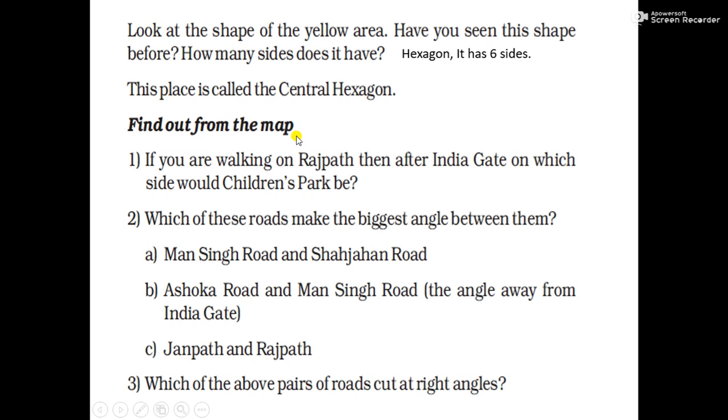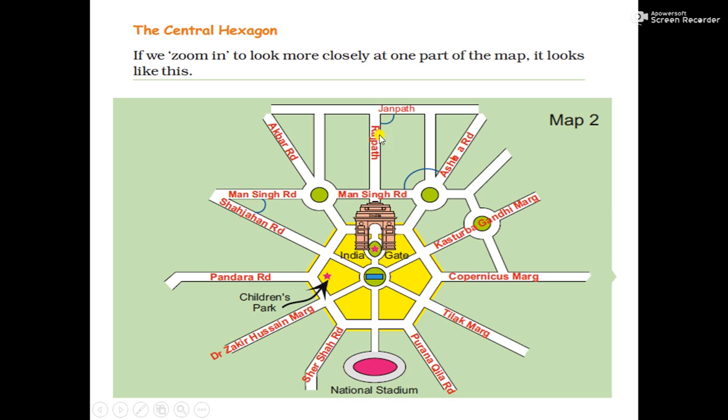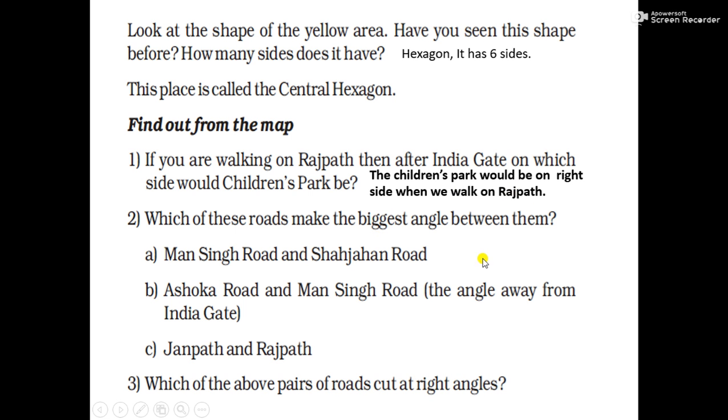Find out from the map. We have to look at the map and answer these questions. If you are walking on Rajpath, then after India Gate, on which side will Children's Park be? Let's see on the map. If we come from Rajpath and reach India Gate, which side will Children's Park be? It will be the right side. Okay children? The Children's Park would be on the right side when we walk on Rajpath.